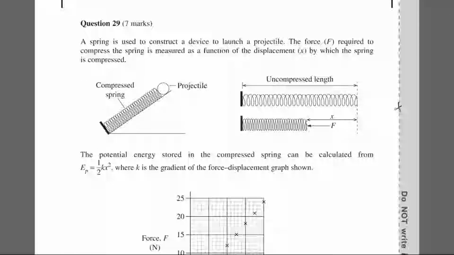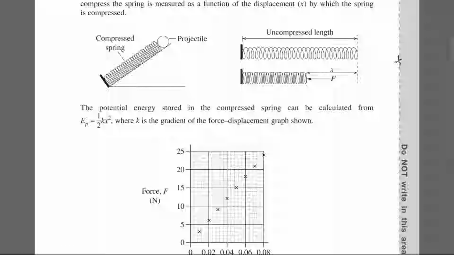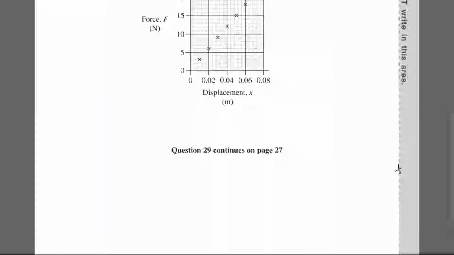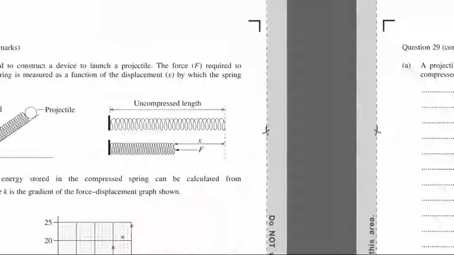We have its uncompressed length and its compressed length. Pretty sure people know how springs work. The potential energy stored in the compressed spring can be calculated from the formula EP is equal to half kx squared. So that EP means potential energy, in this case elastic potential energy, where k is the gradient of the force displacement graph shown. So that's just the information for question 29.